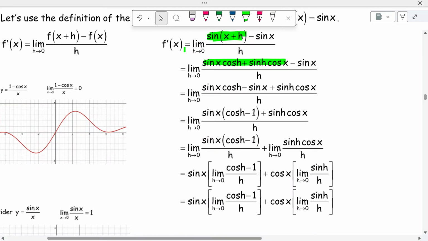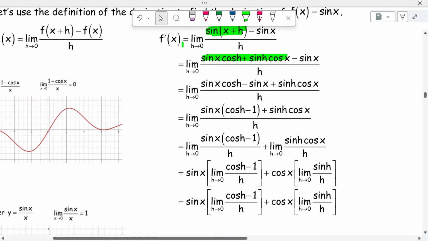Okay. And then what did they do in the next step? Did they do anything crazy in the next step? No, they just moved stuff around, right? All they did was flip the last 2 terms just to put terms together so we could factor sine x out. Right? So this step didn't do any substitutions. They just changed the order of those 2 terms.